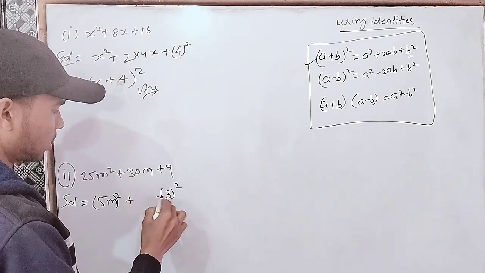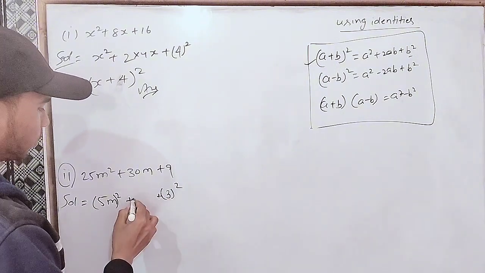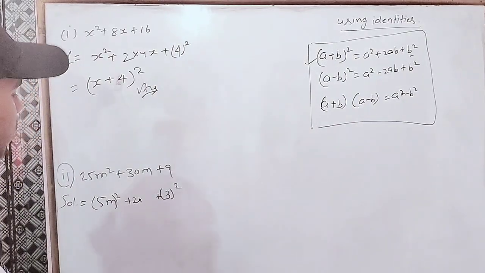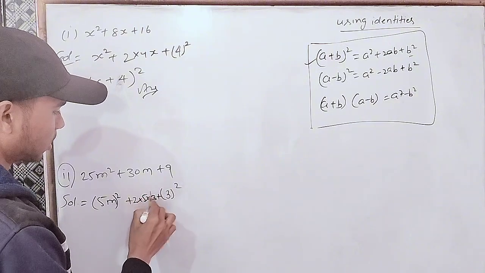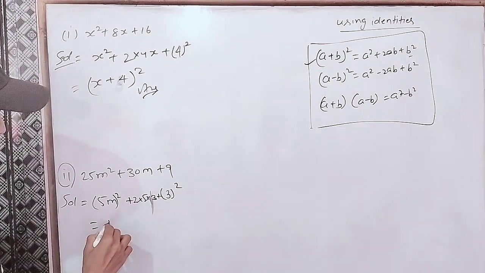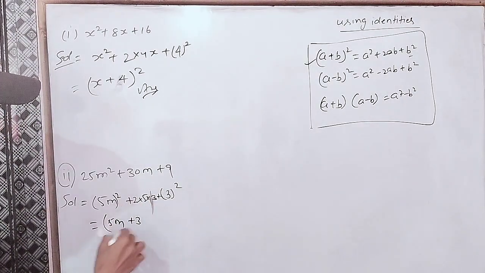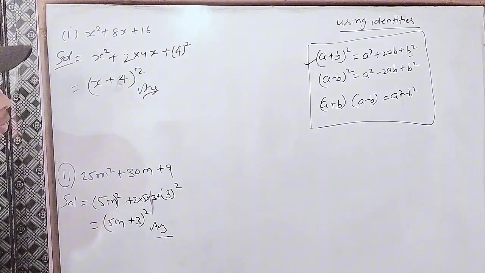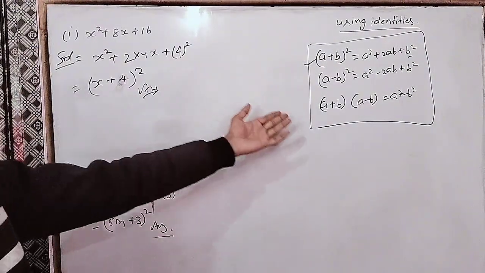Now we have what here? So A and B. So here 2 is compulsory. Then we have A, which is 5, and then B, which is 3. Okay, so A is 5m and B is 3. Both A and B are in a square. This is a way to solve it. Just have a look. It is very simple.